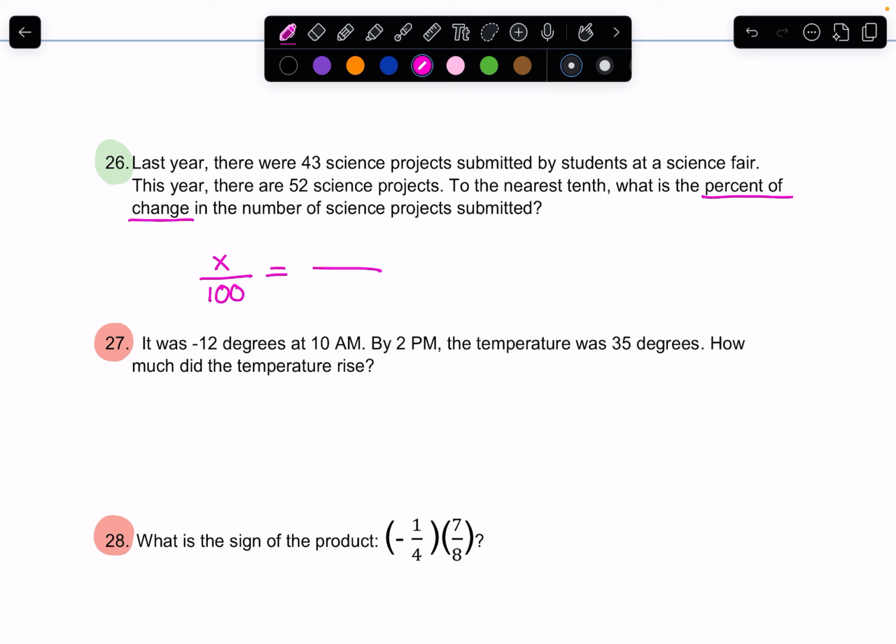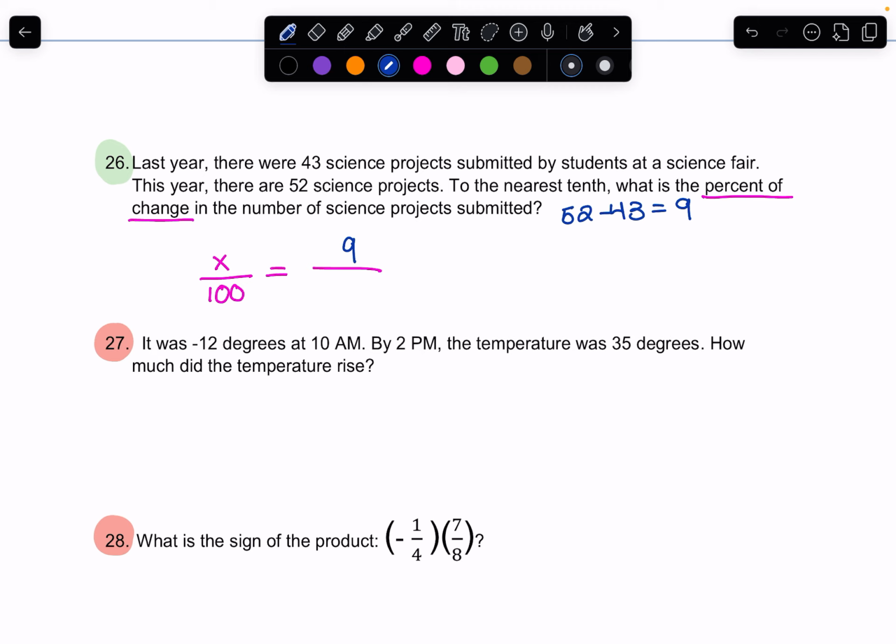Now the additional challenge here is it's asking for a percent of change. So that's saying how much did it change from one year to the next. The way that we find change is by subtracting. So our new amount is 52. Our original amount was 43. When I subtract, I get a total change of 9. So we increased by 9.